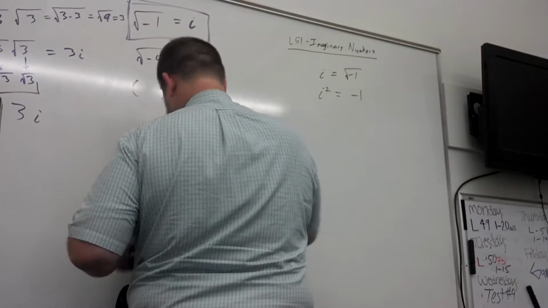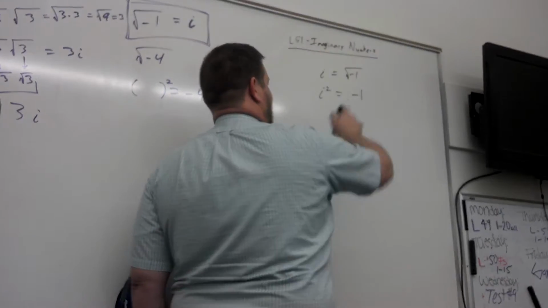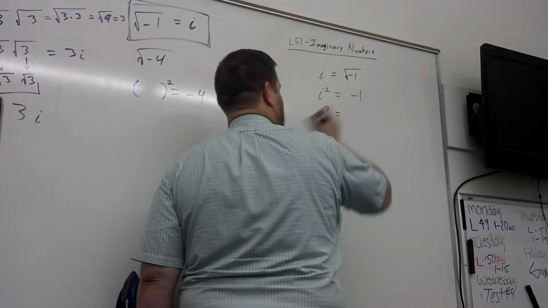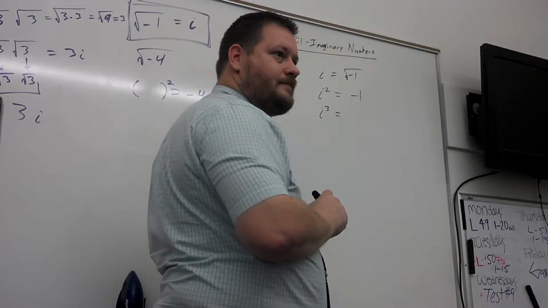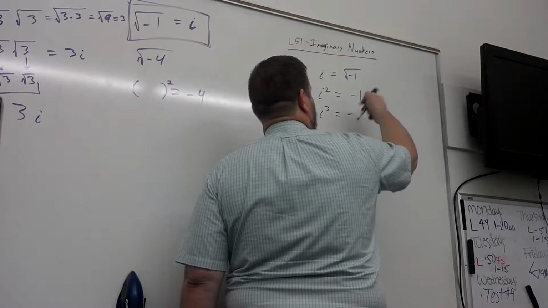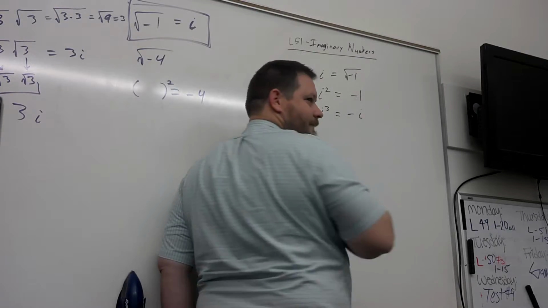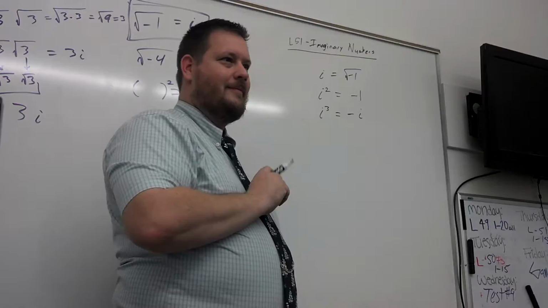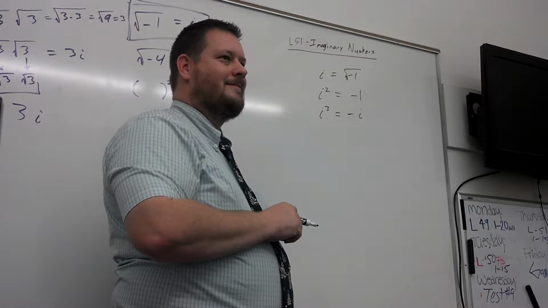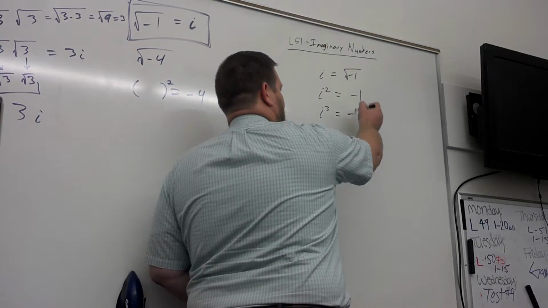Now what if I take this equation and multiply both sides by i? What's i cubed then? Negative 1 times the square root of negative 1. That's right. Negative 1 times i. Oh, because it's negative 1, so it's negative 1 times i. And the 1 is necessary.